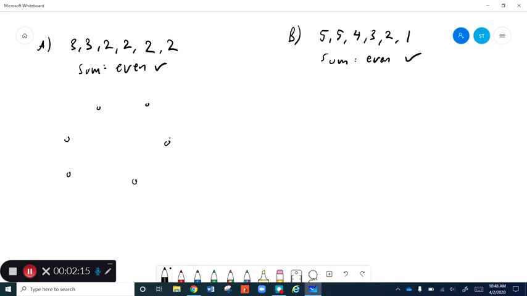So I need to have 2 vertices with odd degree. Let's see. Sorry, 2 vertices with degree 3 in particular. I'm going to take this one, and I'm going to connect it to 3 other vertices. It doesn't really matter which 3. I'm just going to pick 3. There we go. So now this one has a degree of 3.